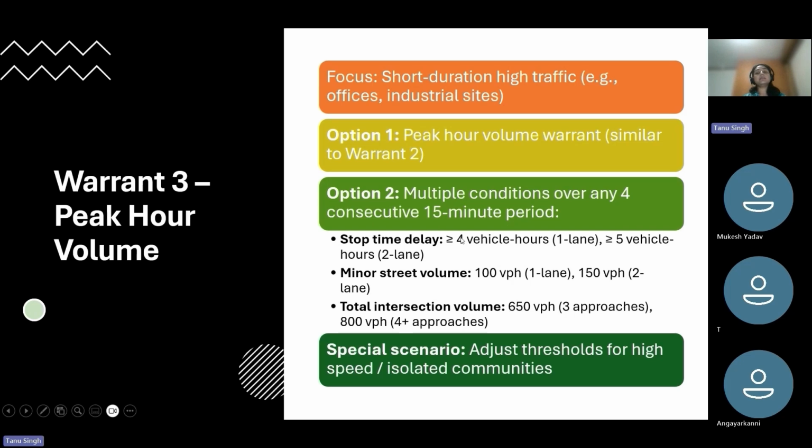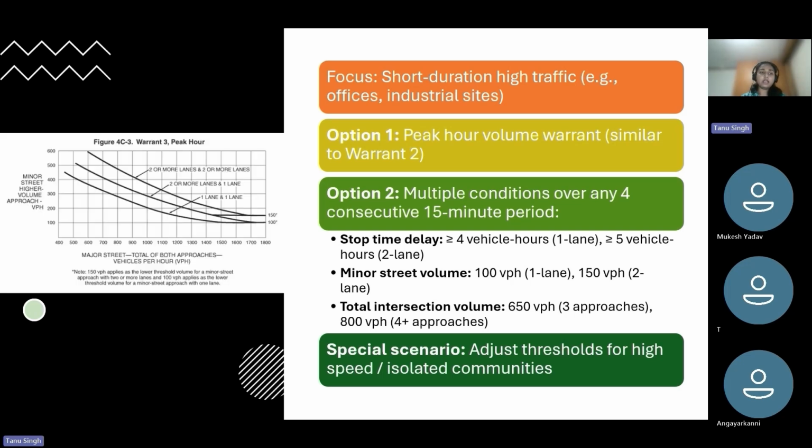Firstly, if the stop time delay is greater than 4 hours for one lane, or greater than 5 hours for 2 lanes. Second condition is the minor street volume being greater than 100 vehicles per hour in one lane or 150 vehicles per hour in 2 lanes, or the total intersection volume is 650 vehicles per hour in 3 approaches or 800 vehicles per hour in 4 approaches. And the special scenario means adjusting the threshold depending upon the speed and the isolated communities.